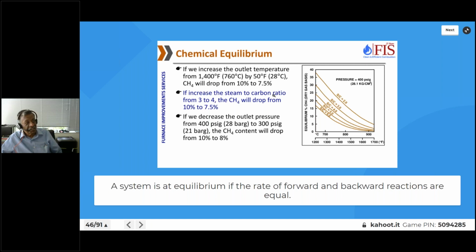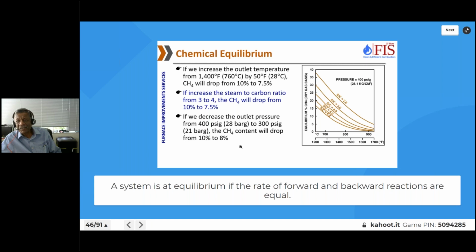Similarly, if we increase the steam to carbon ratio from 3 to 4, methane will drop from 10 to 7.5%. If we do both, then it will go even higher. Other thing, if we decrease the outlet pressure from 400 psig to 300 psig, methane content will drop from 10% to 8%. So you can see the parameters which are affecting the methane conversion.